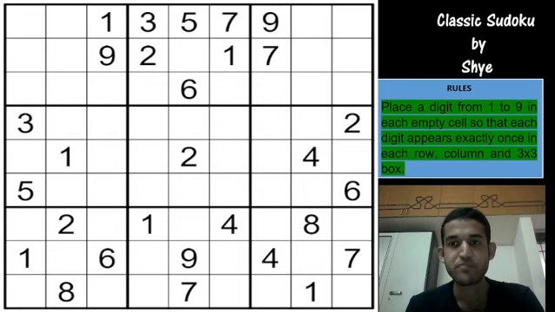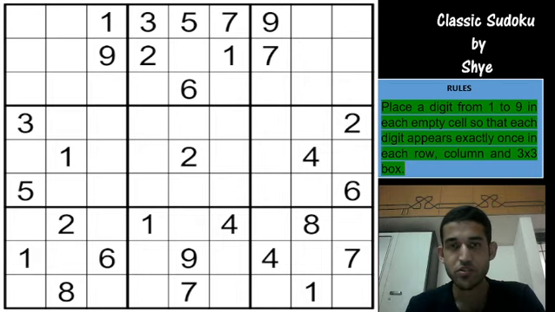I'm Kishore and I'll be solving a classic Sudoku created by the genius constructor Shye. Shye is really good when it comes to innovating in Sudokus or incorporating new ideas in classic Sudokus. I really love solving Sudokus created by her. So you can try out this Sudoku yourself. The link is given in the description of the video. Please do give it a try and come back and watch the video.